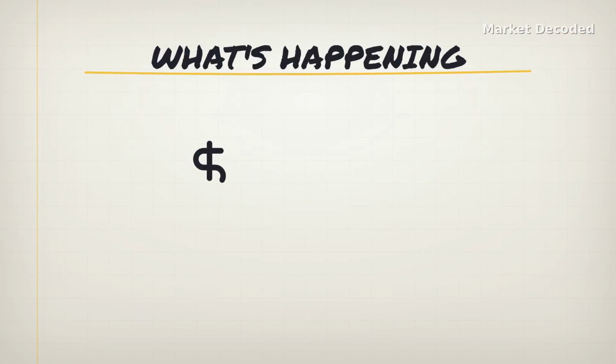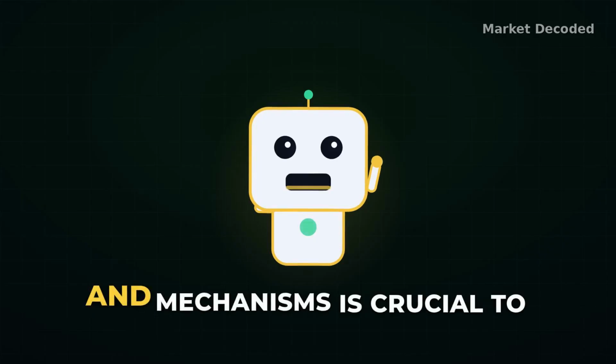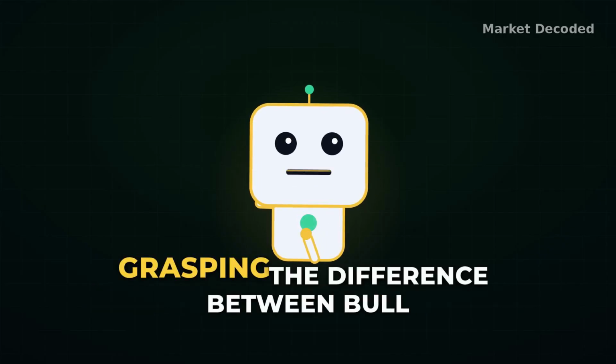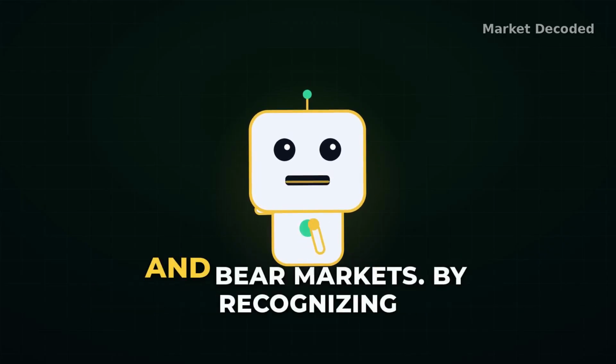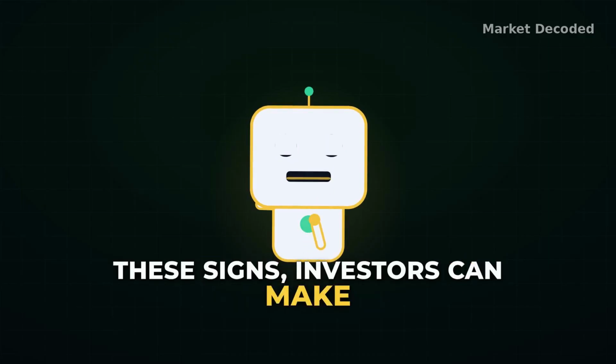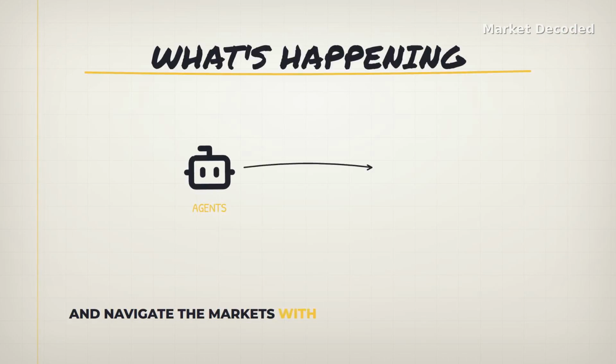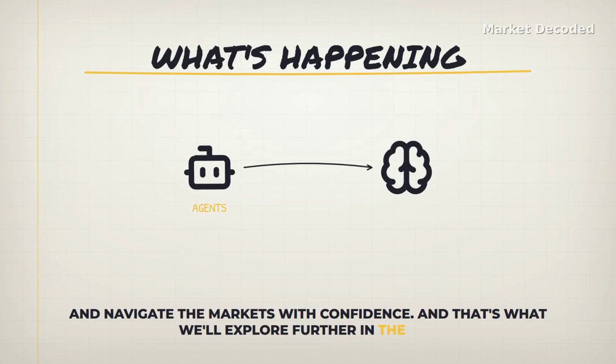For example, when interest rates are low, borrowing money is cheaper, which can stimulate economic growth and contribute to a bull market. Understanding these indicators and mechanisms is crucial to grasping the difference between bull and bear markets. By recognizing these signs, investors can make more informed decisions and navigate the markets with confidence. And that's what we'll explore further in the next part: how these mechanisms interact and impact the market.